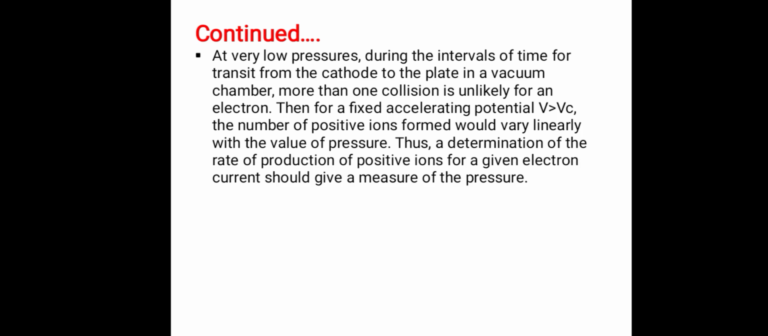At very low pressures, during the interval of time for transit from the cathode to the plate in a vacuum chamber, more than one collision is unlikely for an electron. Then for a fixed accelerating potential V greater than Vc, the number of positive ions formed would vary linearly with the value of pressure. Thus, a determination of the rate of production of positive ions for a given electron current should give a measure of pressure.